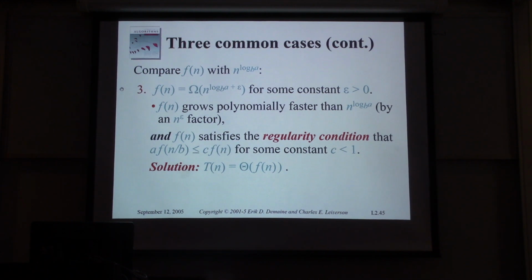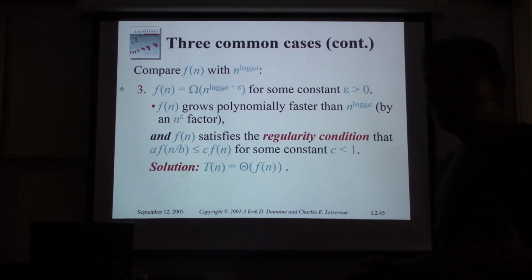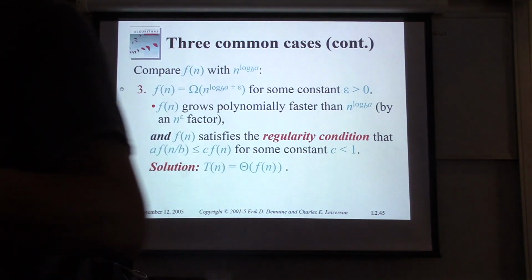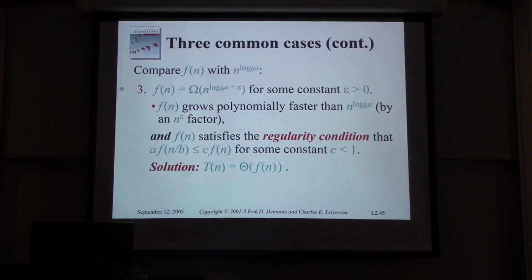Now, we have to do one small check for this last case. We have to check to see whether the actual function satisfies the regularity condition. Notice it's in red, which usually means important. If you see a red sign, it usually means that. So the regularity condition means that a times f of n over b is less than c times f of n. Nobody understands what that means, but we have to understand it. So now we have to break down what those numbers are really representing.